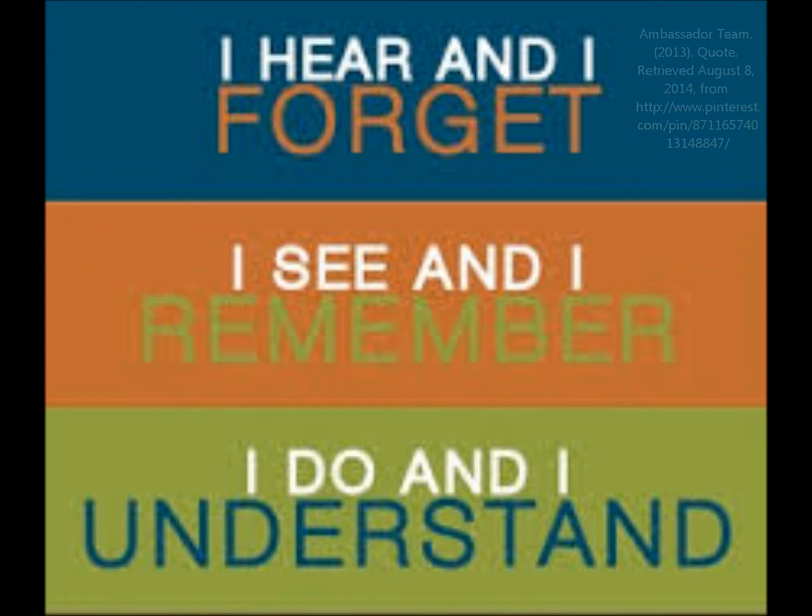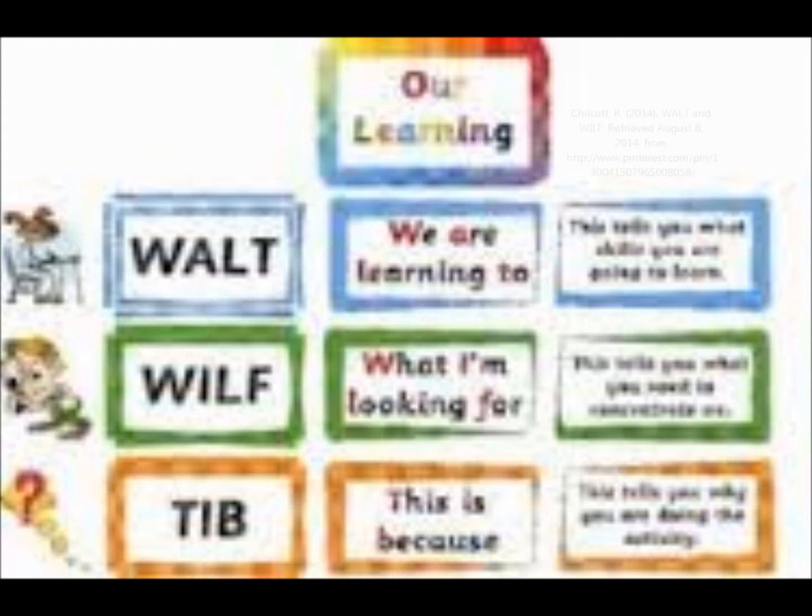A very clear teaching strategy that is used in each lesson is the clear child knowledge lesson objectives. WALT, we are learning to. WILF, what I'm looking for. And TIB, this is because. Before the enhancing phase of the lesson, these three objectives are addressed by the teacher guiding the class or the class creating them without teacher input.